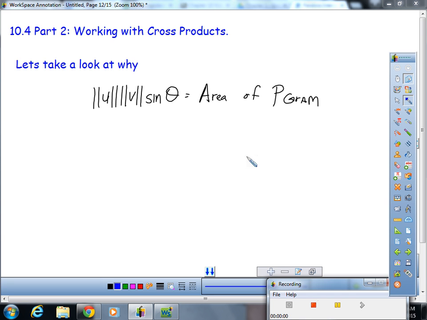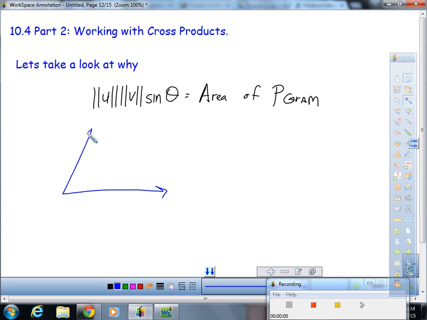Okay, we're working in our second lecture involving the cross product, and we want to show you why magnitude of u times magnitude of v times sine of theta is equal to the area of a parallelogram. Okay, so if we have a parallelogram defined by u and v and some angle theta in between those vectors, remember that v is a vector and u is a vector, but the magnitude of v is just the length of that segment, if you will. And the magnitude of u is the length of the base.